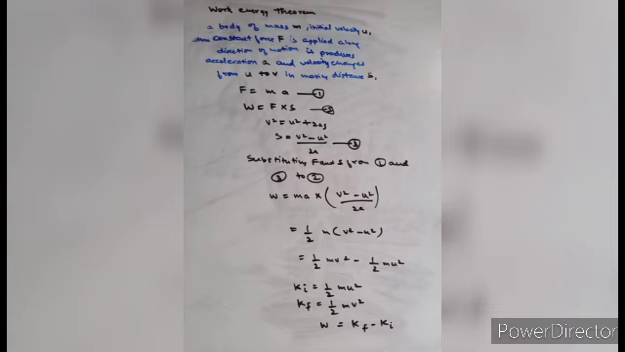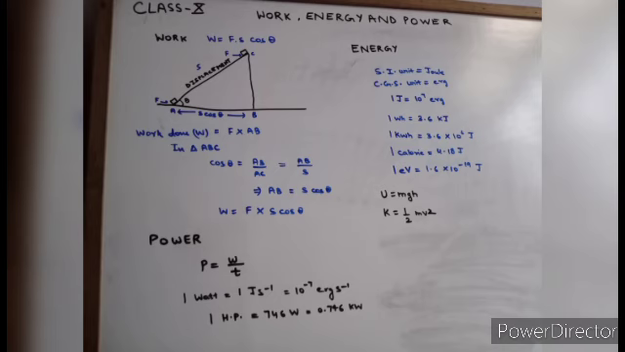Now substituting the value of F and s from equations 1 and 3 respectively in equation number 2, you will get half m into v square minus u square, which makes half mv square minus half mu square. Half mv square is the final kinetic energy obtained by the body, and half mu square is the initial kinetic energy which the body possesses. So the work W will be Kf minus Ki, and this shows the work energy theorem.